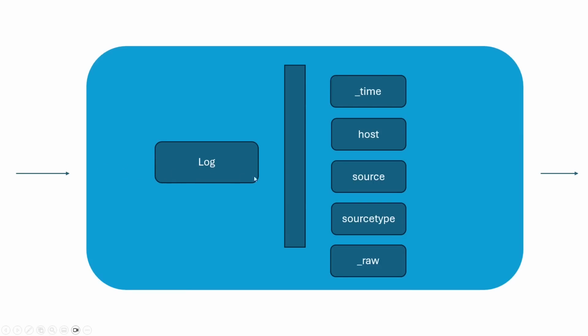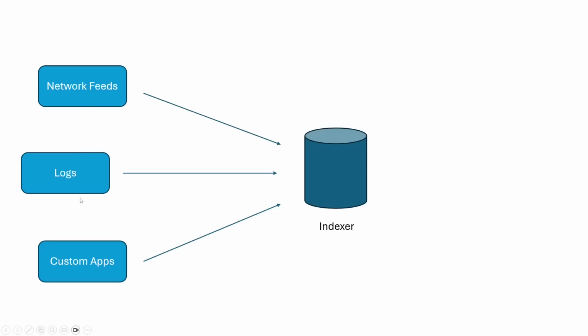Another example here, the logs come in and it's going to pull out metadata fields. When it comes through, the log is compressed. It also pulls out metadata fields. Those metadata fields are time, which is the time when the log occurred, the host, the machine the log is coming from.